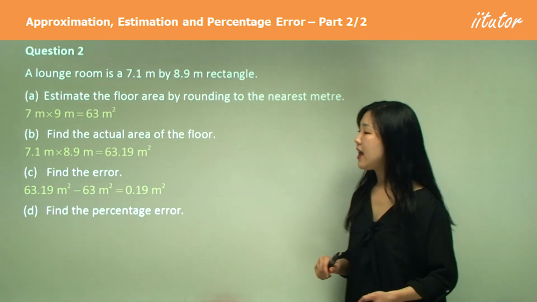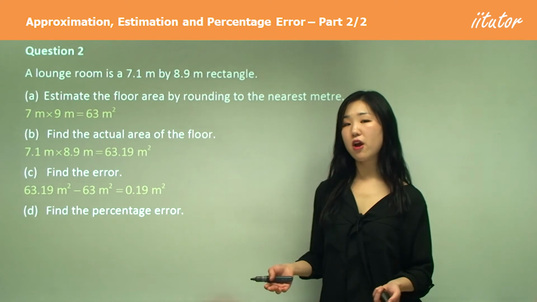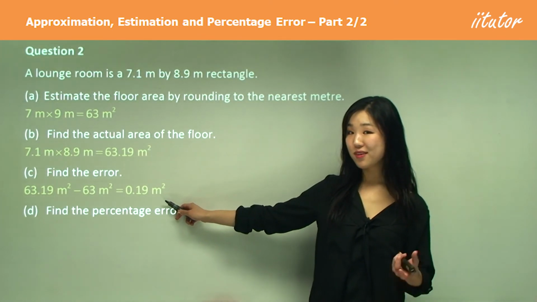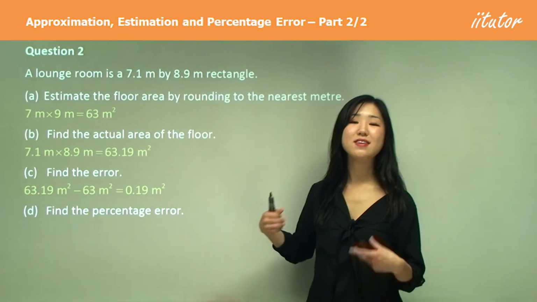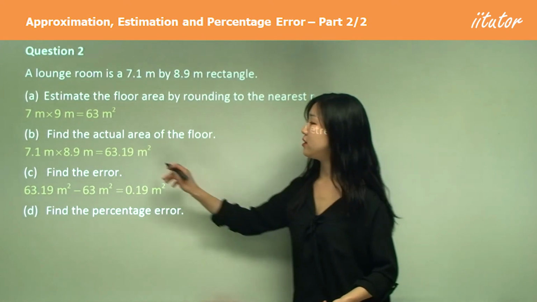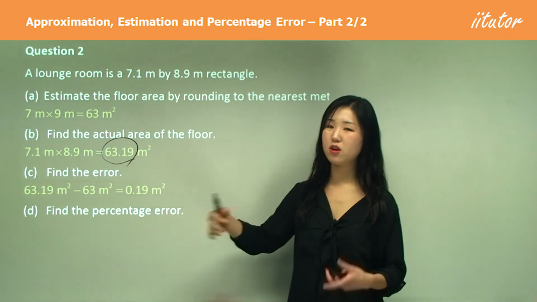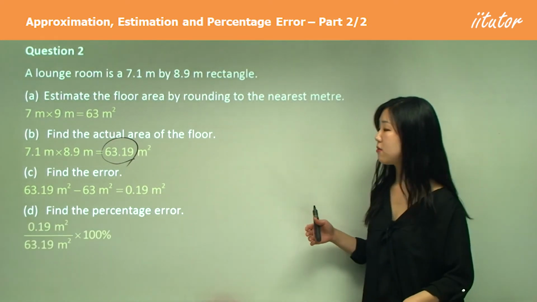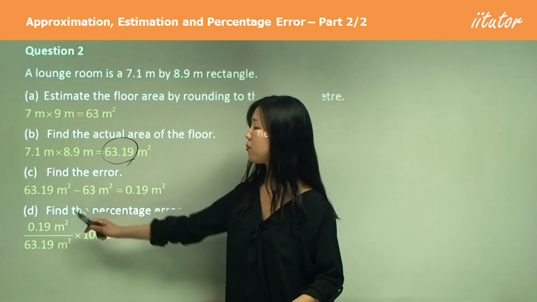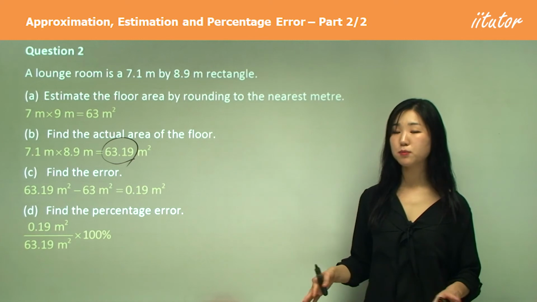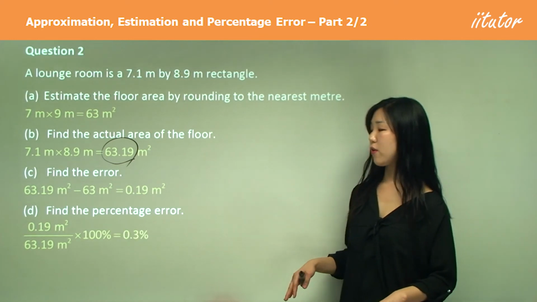Now, in D, I want to find the percentage error. Percentage error, we always have to do the error over the, what is it, guys? It must be the actual. The actual value is this one. Now, guys, this one's positive, isn't it? So I'm not going to bother putting the absolute bars. So I'm just going to have 0.19 on the numerator and my actual value on the denominator, and just multiply it by 100 and you get 0.3%.